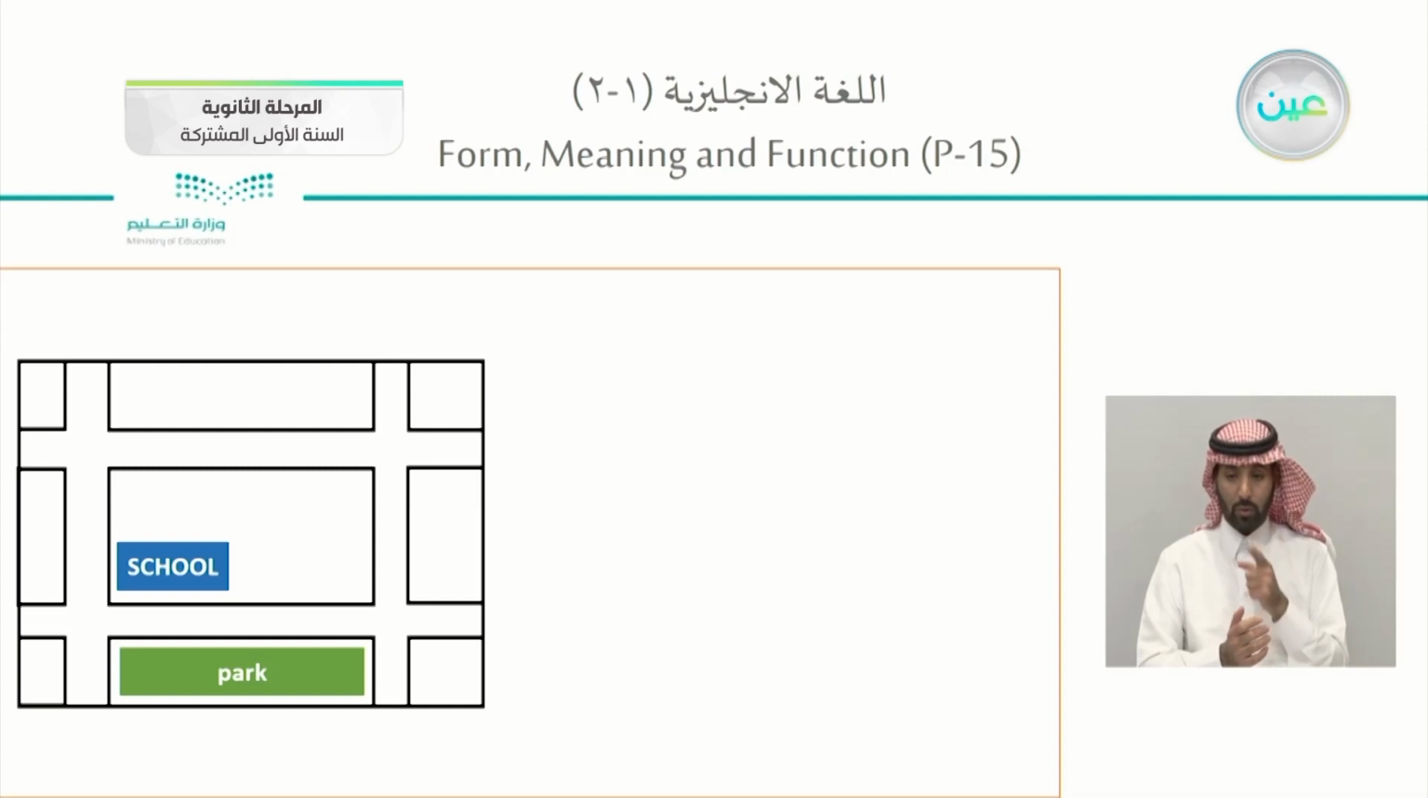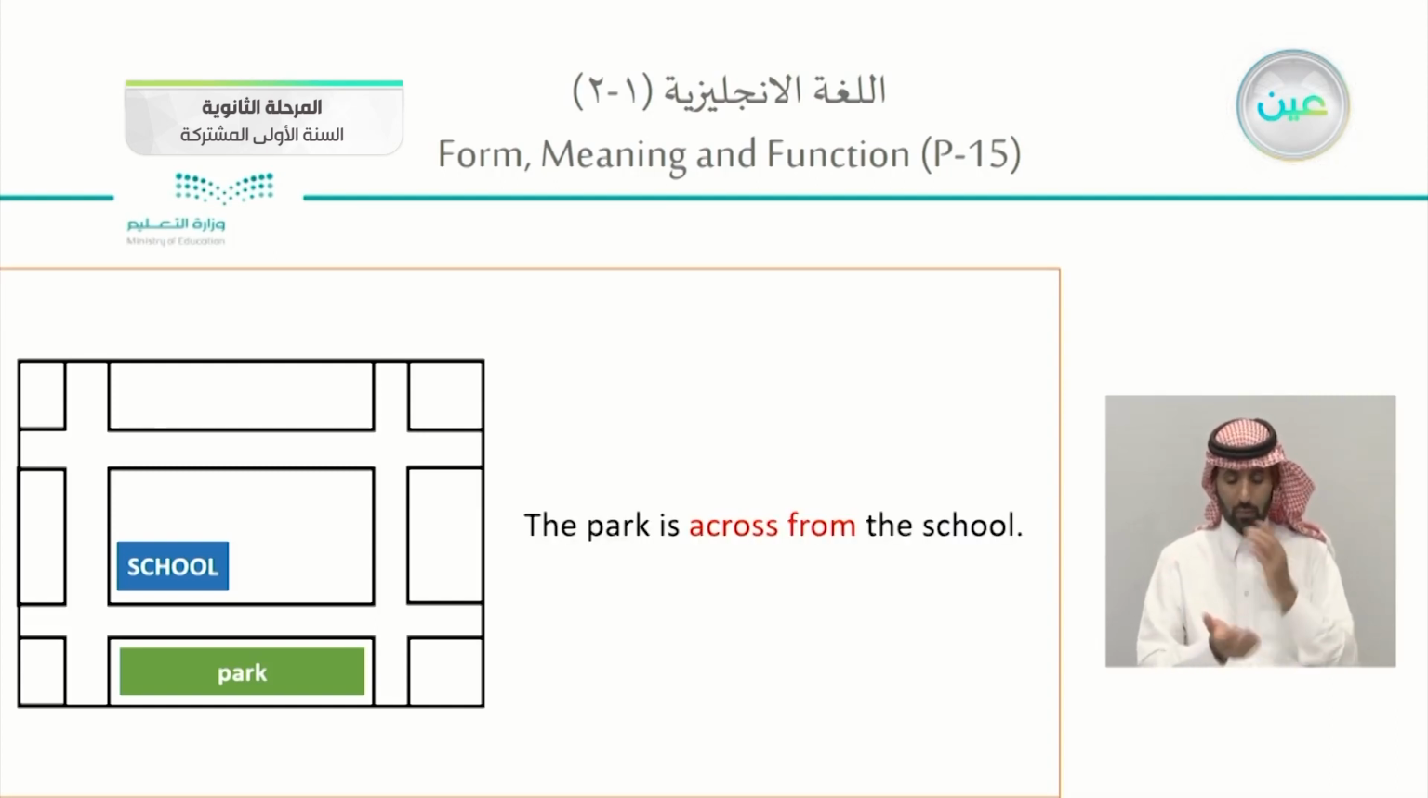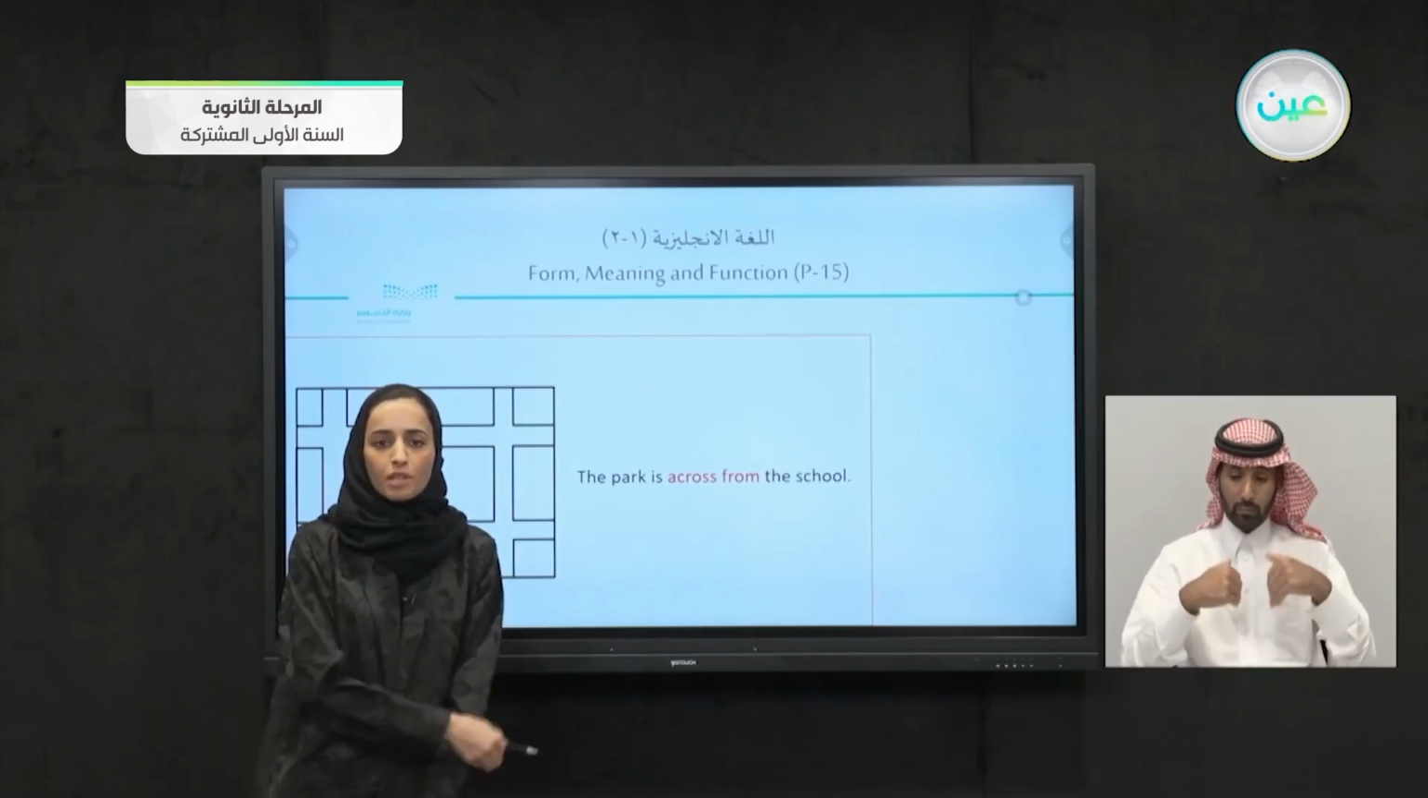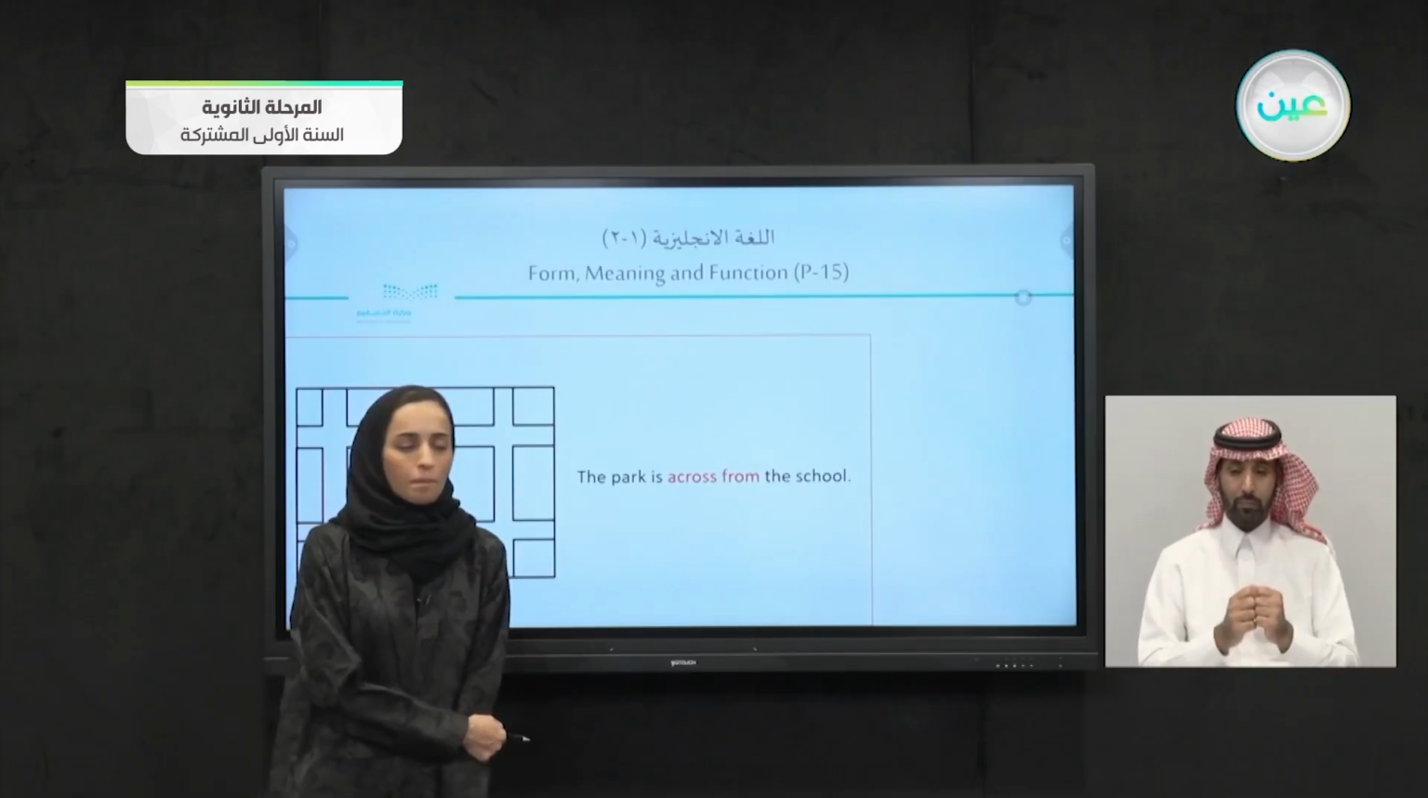Now, if we're going to speak about this map, we will say that the school and the park, we can say that the park is across from the school. Notice, we're having here a street in the middle, and they are across from. The park is across from the school. It means face to it, across from.